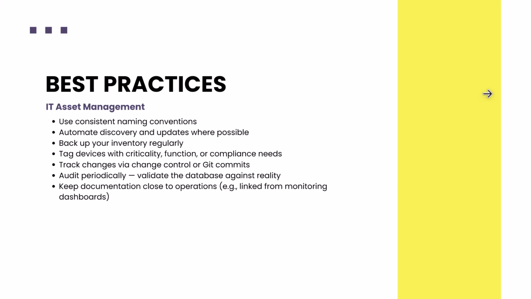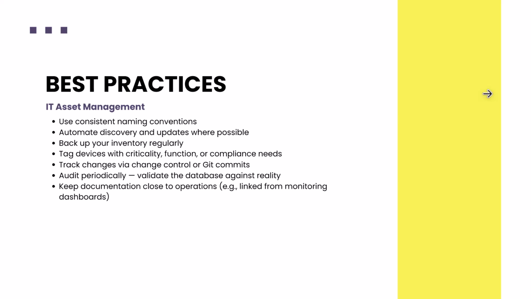So some best practices that you would want to ensure that you have in place for your IT asset management. Use consistent naming conventions. Very important, right? Don't go naming switches Cisco switch, and then the next one you just name it switch. So be consistent, right? So that you know what is what. Next one is automate discovery and updates where possible. To reduce human error, automate as much as possible when collecting data about devices that you have in your environment.